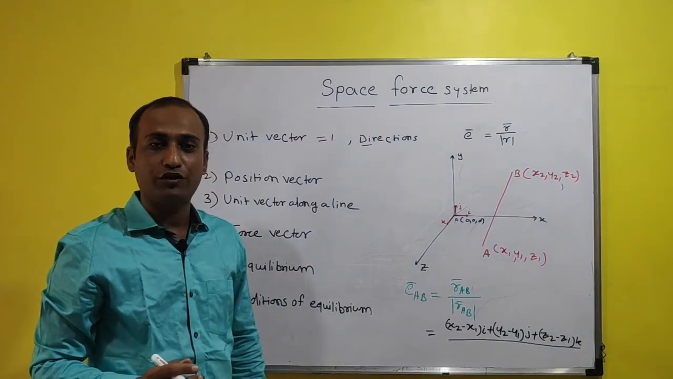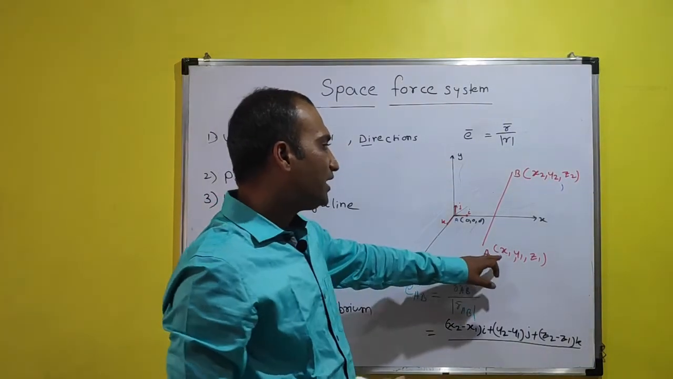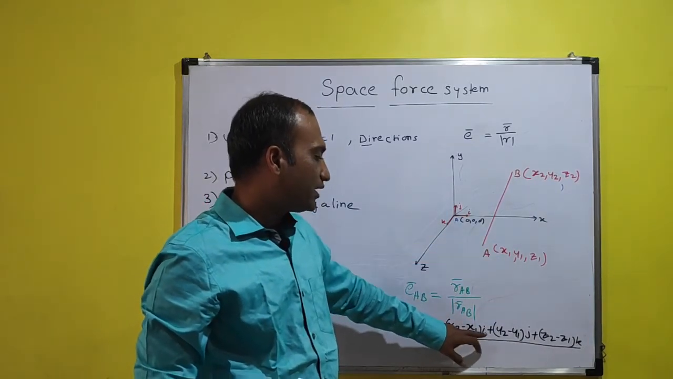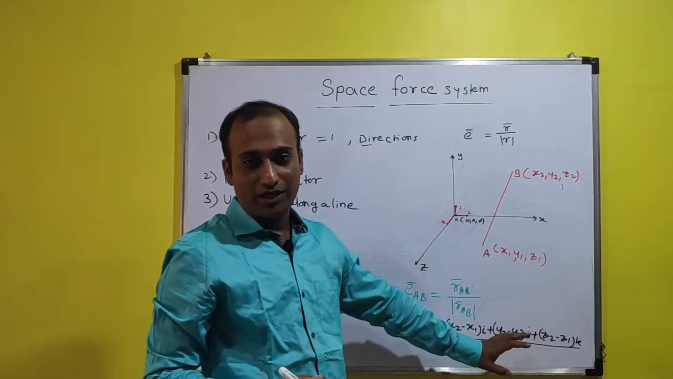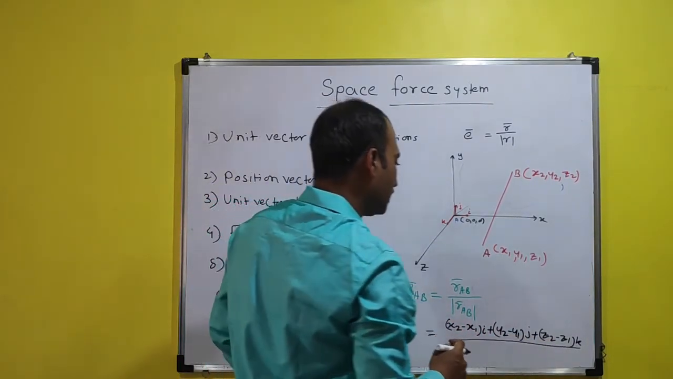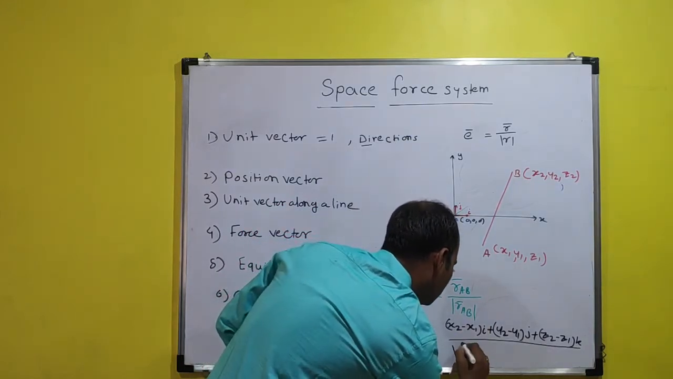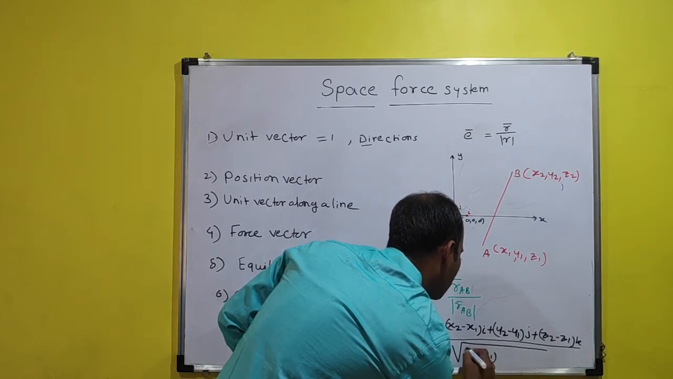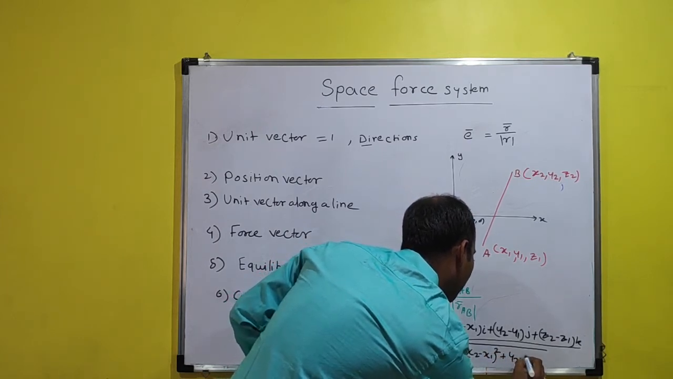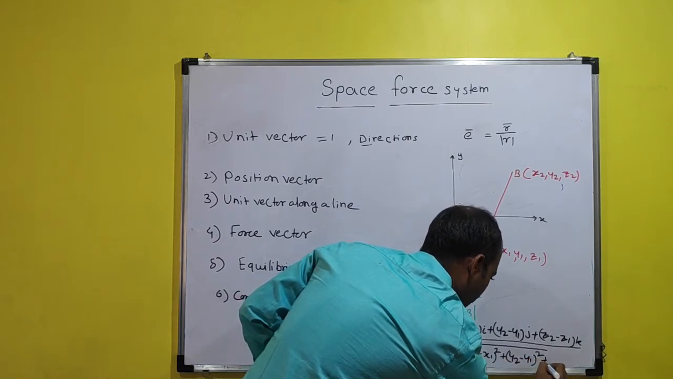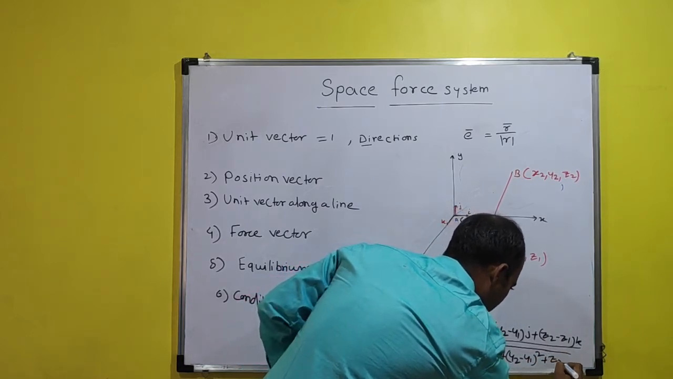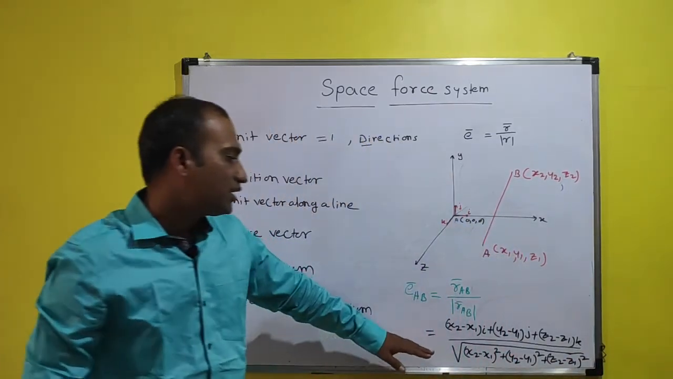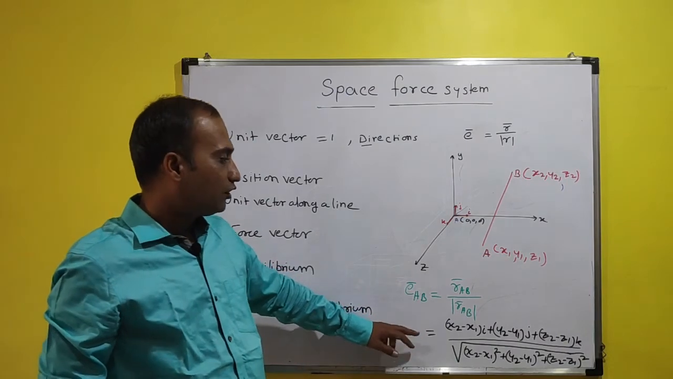So how are we going to calculate this magnitude value? By squaring and adding x2 minus x1, y2 minus y1 and z2 minus z1, and by taking the square root of this. So here we can see the square root of x2 minus x1 squared plus y2 minus y1 squared plus z2 minus z1 squared. Okay, so this is how we calculate the unit vector for the line AB.